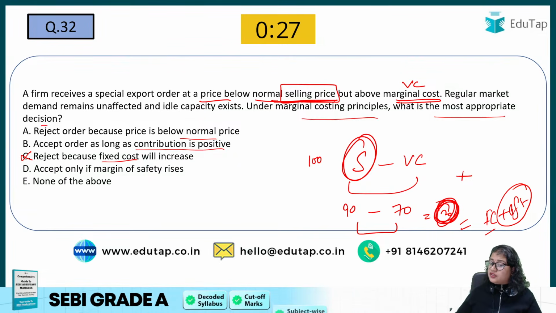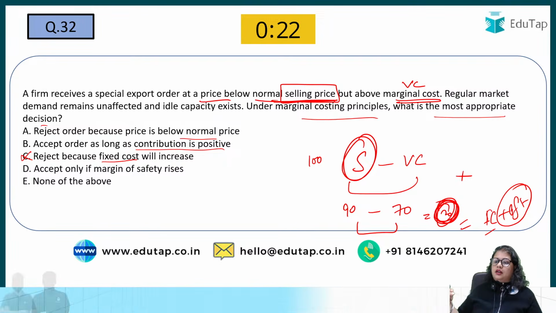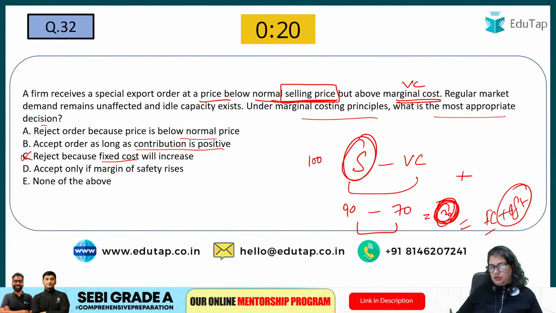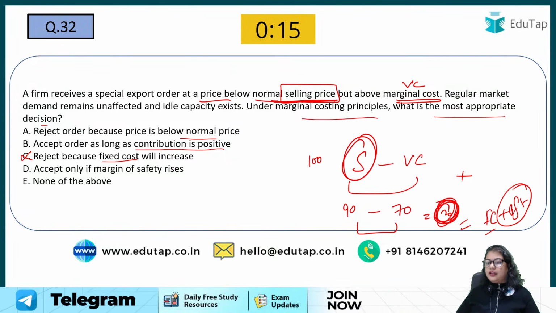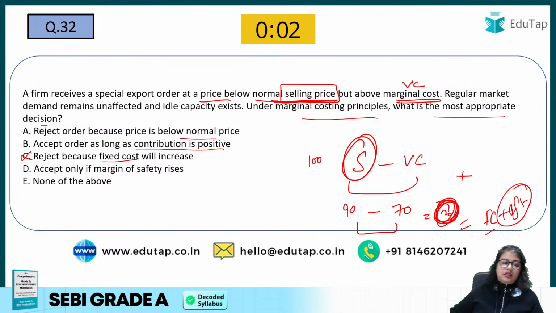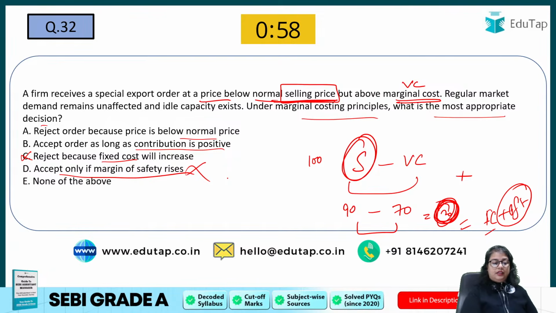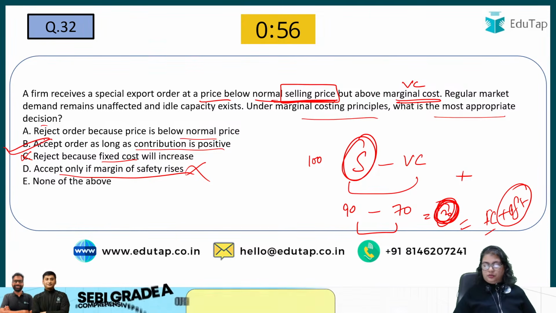No, if you are able to cover the fixed cost, even then you should accept the order. If you are starting a new firm, for example, and you are able to cover your fixed cost, then it is a good thing, because if you cover your fixed cost quickly, later you will keep gaining profits, right? So this is wrong. So the answer is B, accept the order as long as the contribution is positive.